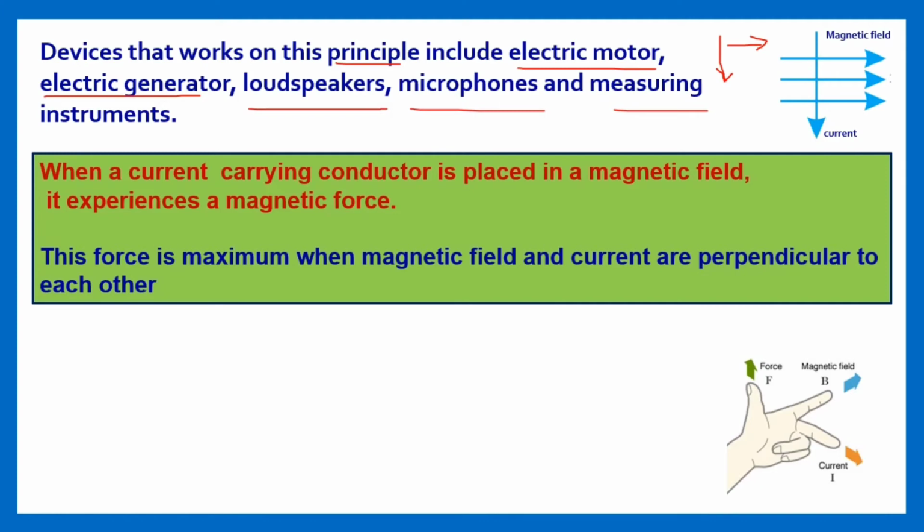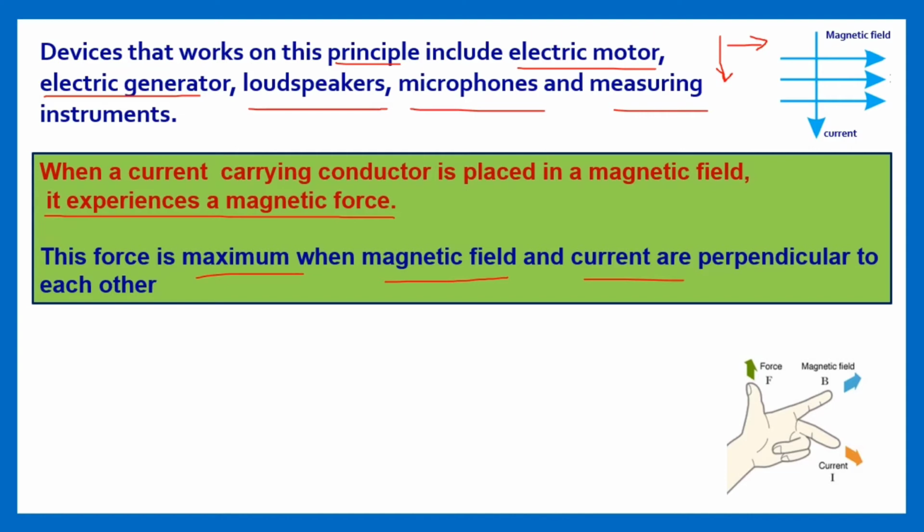The principle is written over here in the box. You can read it, or if you want me to read it again, let me read it once more so that it can be clear to you. When a current carrying conductor is placed in a magnetic field, it experiences a magnetic force. The force is maximum when magnetic field and current are perpendicular to each other. And how can you find out the direction of this force? To find out the direction of this force, we will use Fleming's left hand rule.